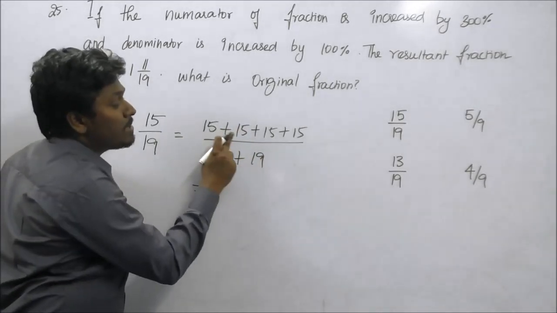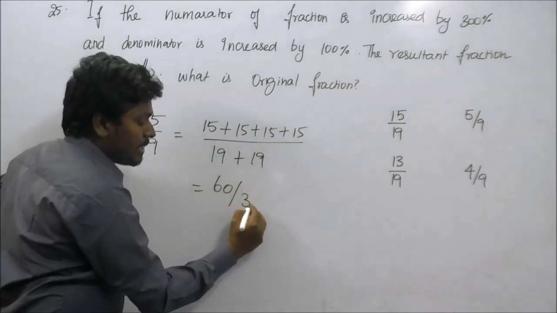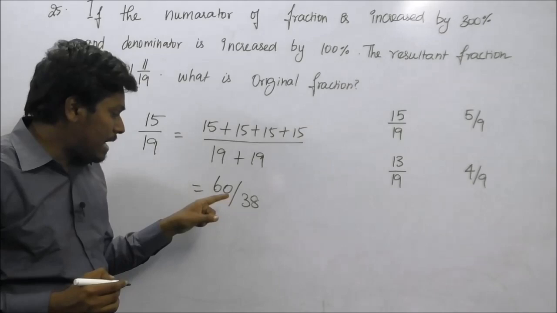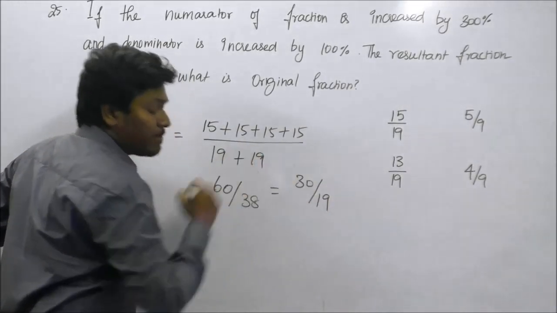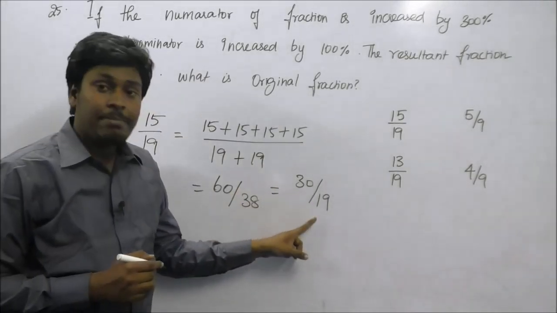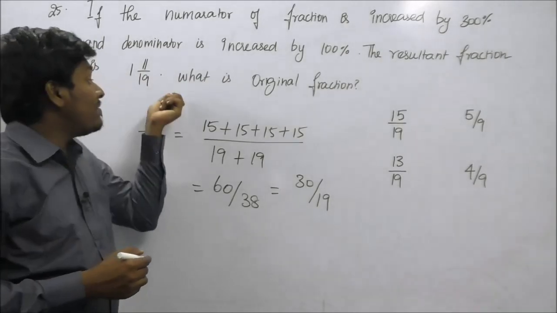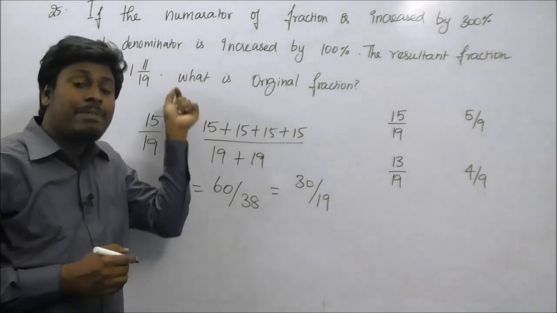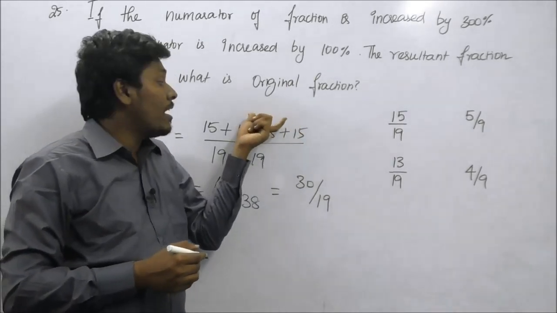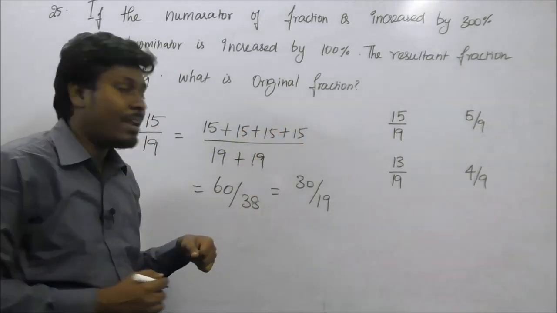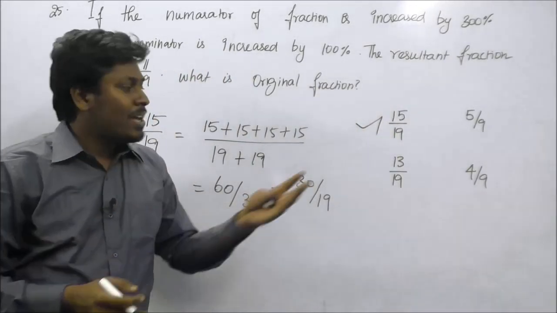So see here, 15 plus 15 is 30, 30 plus 30 is 60, and 19 plus 19 is 38. I am just going to cancel it by the 2 table. If I cancel it by 2, we get 30 divided by 19. Understood, friends? We got the answer as 30 by 19, which is the same as the fraction we found. So definitely this option might be correct. This is one of the easiest ways. Now just go for the next option.